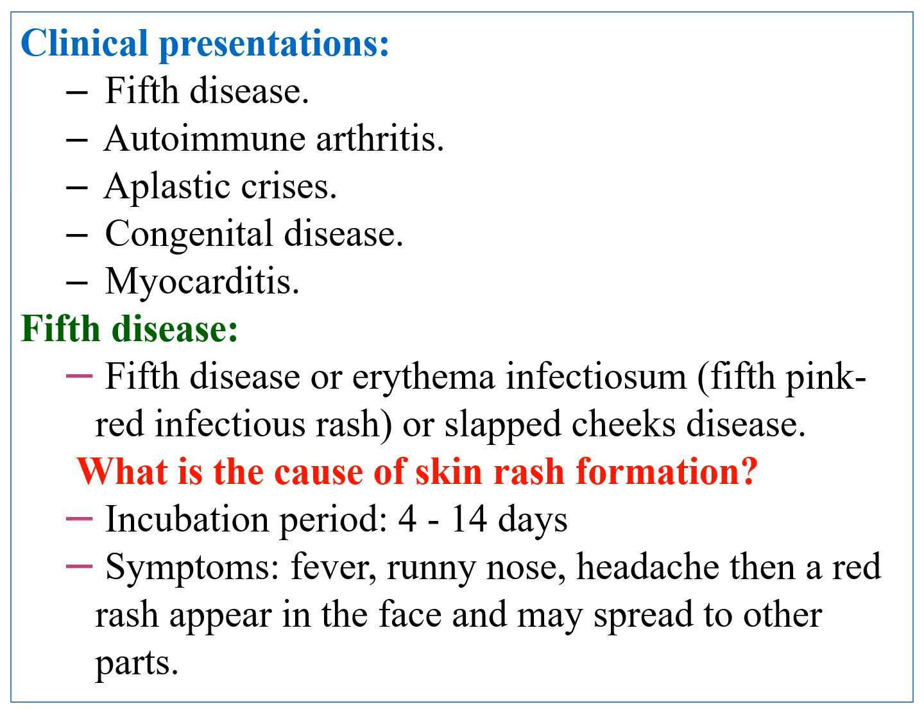Parvovirus B19 can cause many clinical diseases depending on the age of the patient, his gender, and his clinical situation. These diseases include the fifth disease, autoimmune arthritis, aplastic crisis, congenital disease, and myocarditis.